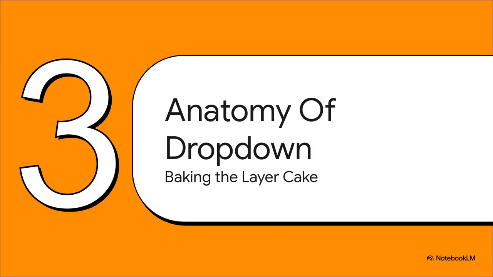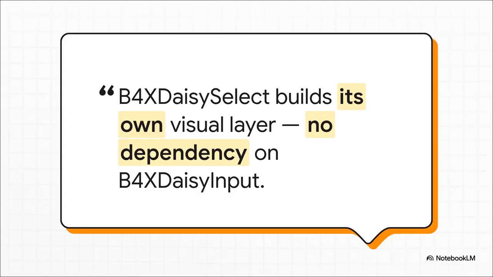Section 3, Anatomy of the Dropdown. We are baking the UI layer cake. Okay, so we know what it looks like and exactly how to configure it visually, but how is it actually built?